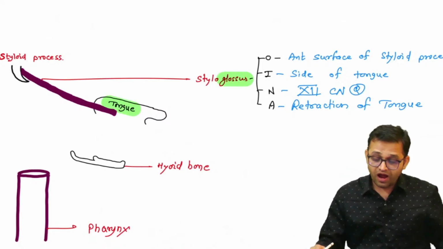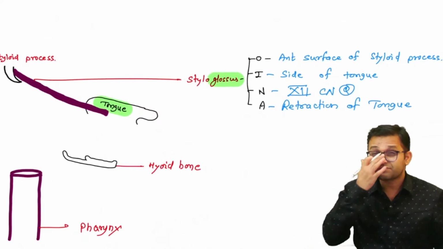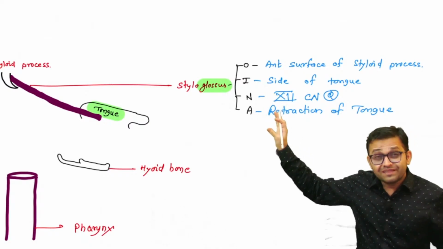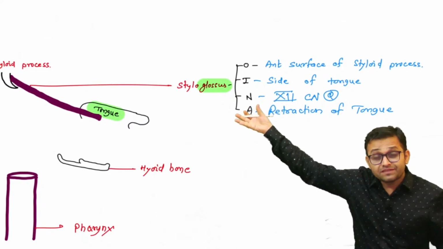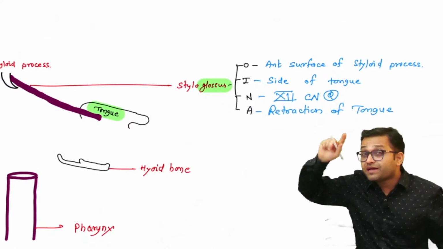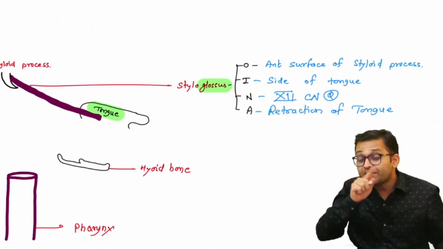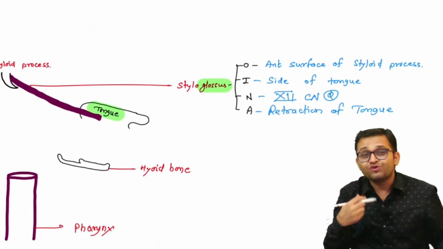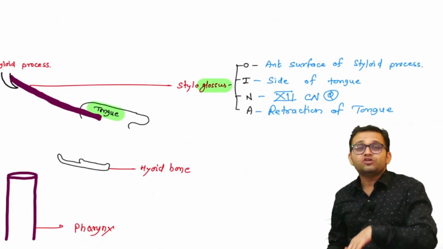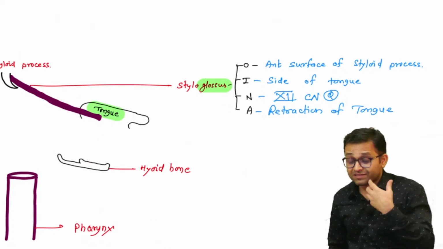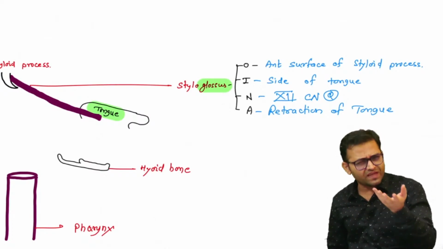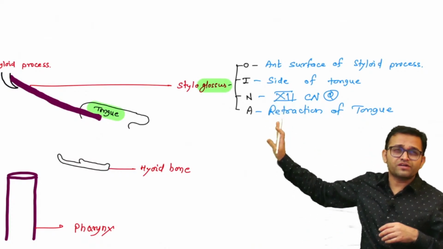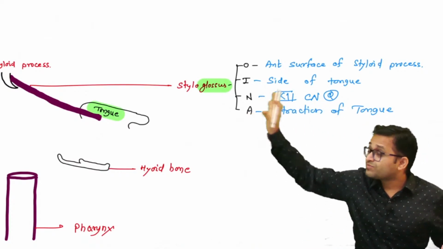Catch this point. One another point: all the muscles of the tongue are derivatives of the occipital myotomes, except palatoglossus. The name suggests palato, meaning it is attached to the palate also. And the nerve supply of the palate: your answer is the vagus nerve. A better answer is the vagoaccessory complex, and the best answer is the pharyngeal plexus. So just one additional point I told you here. These are the points about the styloglossus.